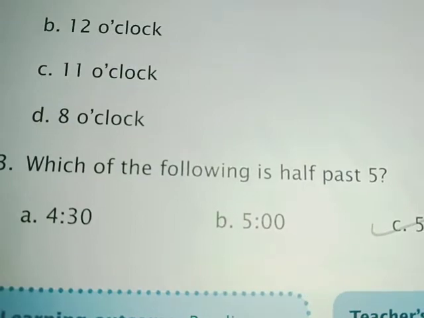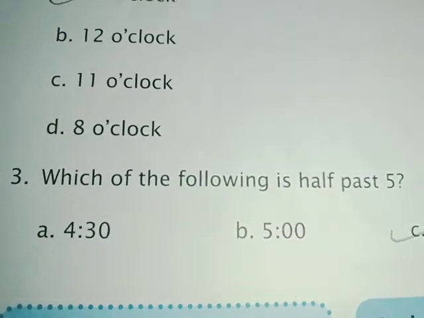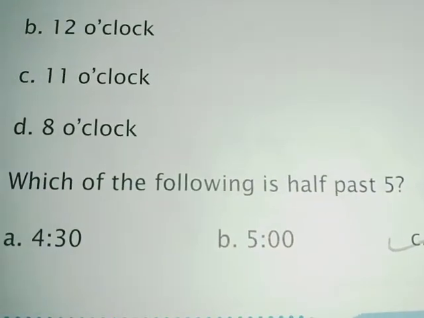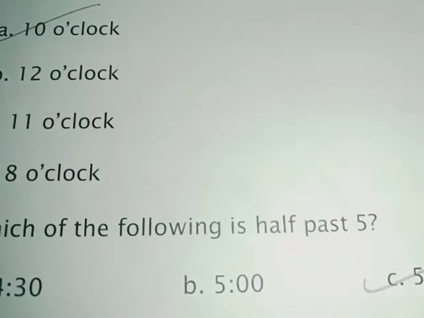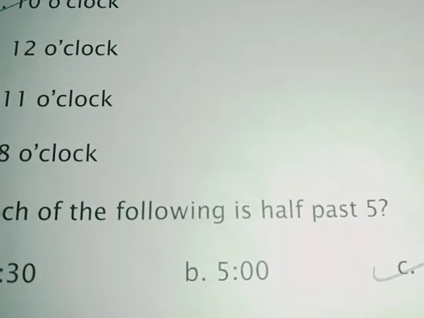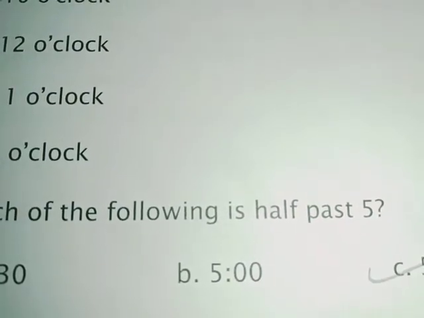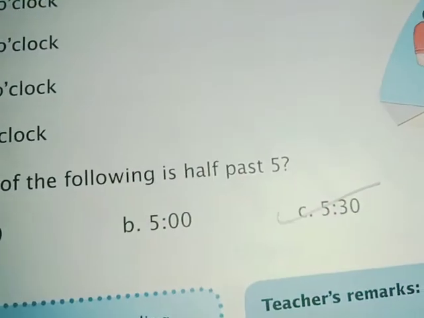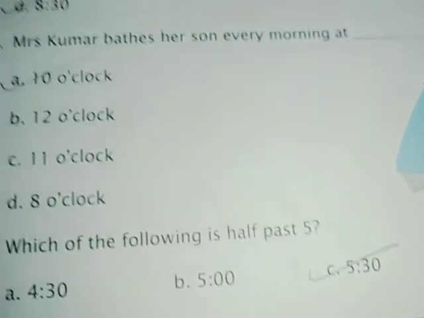Which of the following is 5:30? In number 3 no picture is given but options are given, and we must find which option will represent the time 5:30. So 5:30 means half an hour has passed after 5 o'clock. Half an hour means 30 minutes. 1 hour is 60 minutes. Half an hour is 30 minutes. So 5:30 means half an hour, that is 30 minutes after 5. So we will read the time as 5:30. This 5:30 is the correct answer.